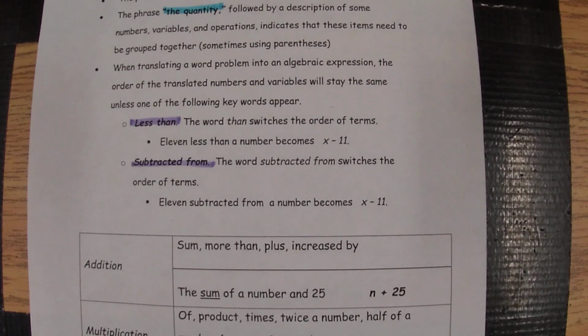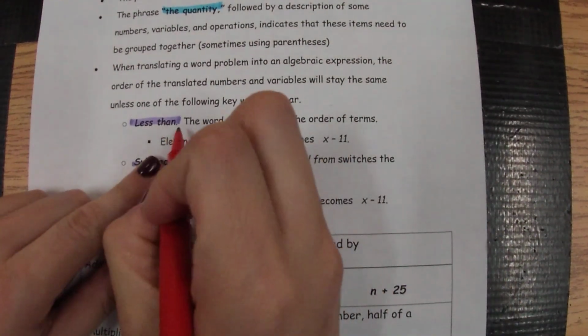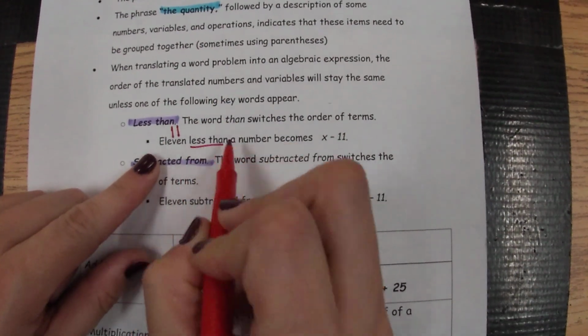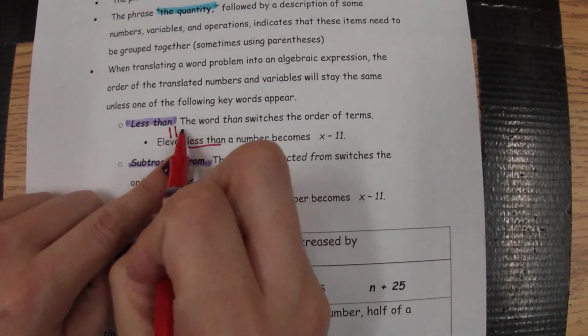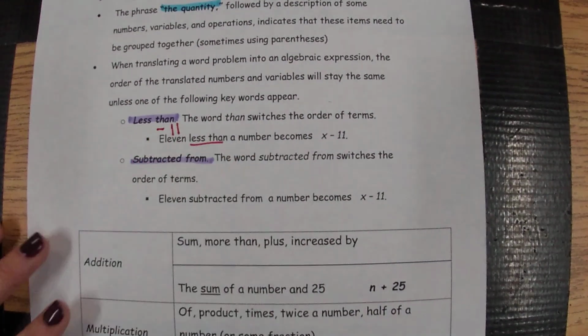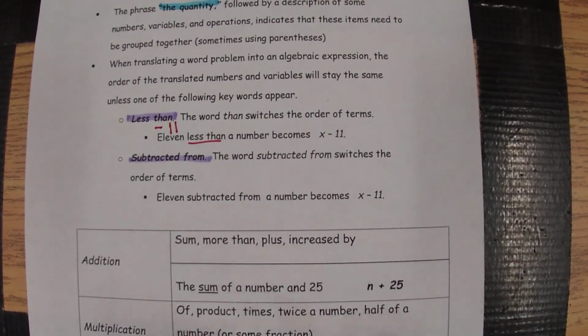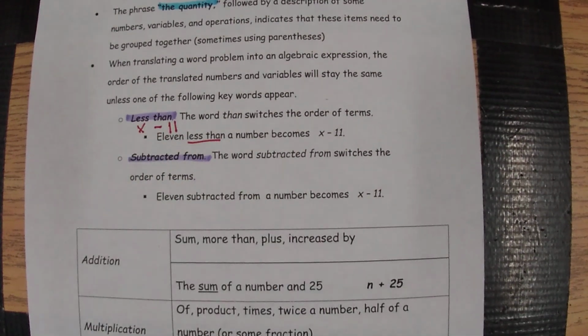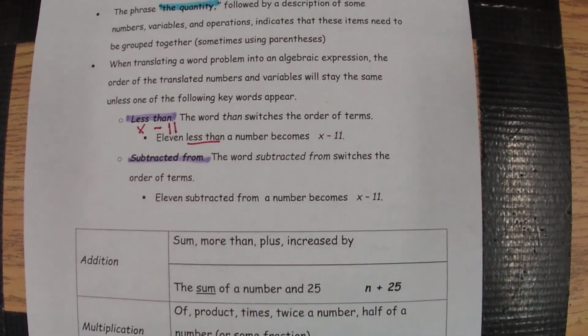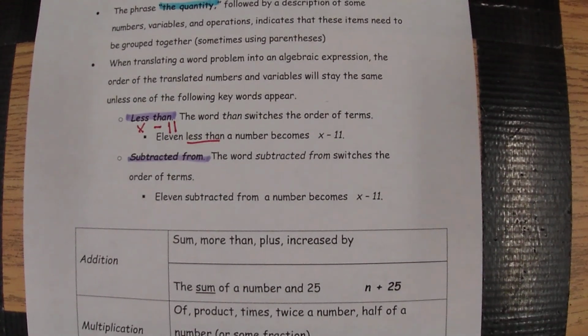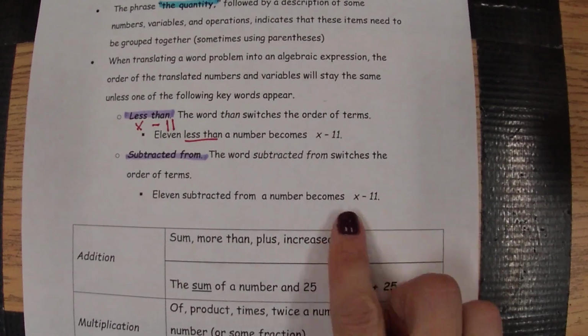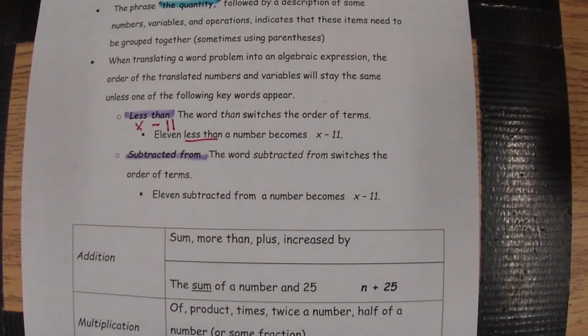And these are the two that my students struggle with the most. They know that less than tells us to subtract, but they forget that it tells us to change the order. So if we read 11 and we write down 11, and then we read less than, we don't want to put the subtraction after it. We need to put the subtraction before it because we are reversing that order. And so we'll end up with x minus 11. The same thing is true for subtracted from. Okay, so 11 subtracted from a number tells us to change that order as well.